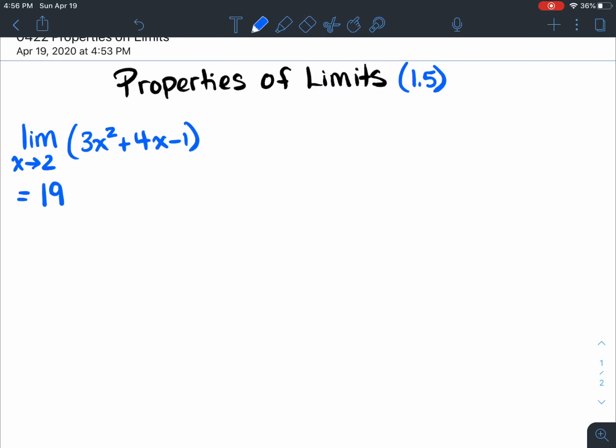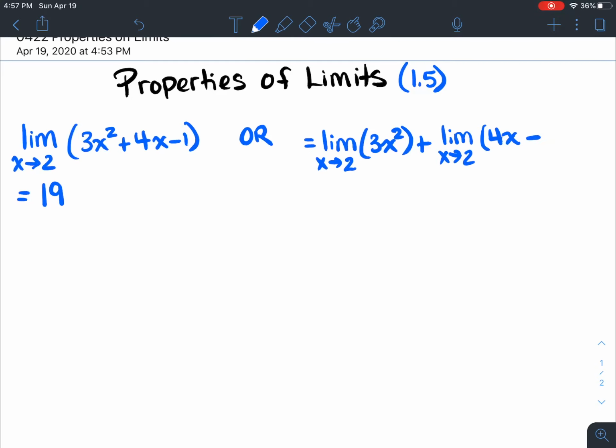Okay, that was easy. You could also use properties of limits to evaluate it by splitting it up. It actually works the same way if you wanted to evaluate it like this. You could say that that equals the limit as x approaches 2 of 3x squared plus the limit as x approaches 2 of 4x minus the limit as x approaches 2 of 1. So I can split up those three terms and find the limit of each term and then add or subtract them. So that's a property of limits.